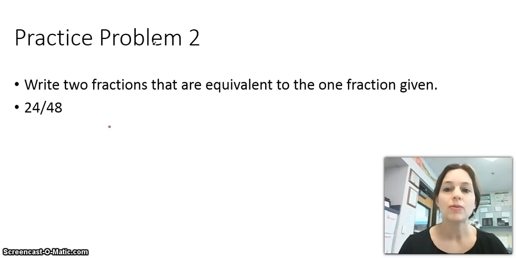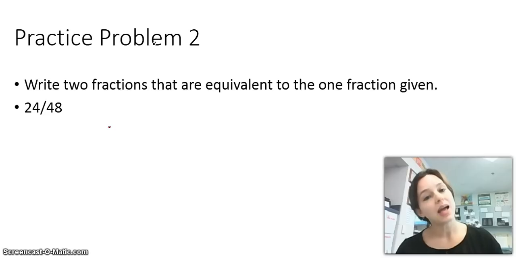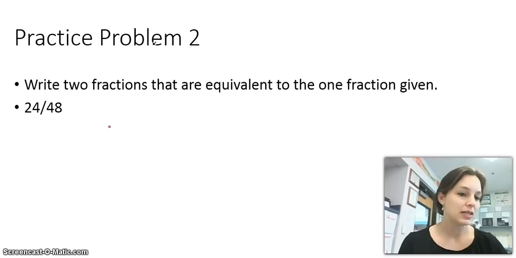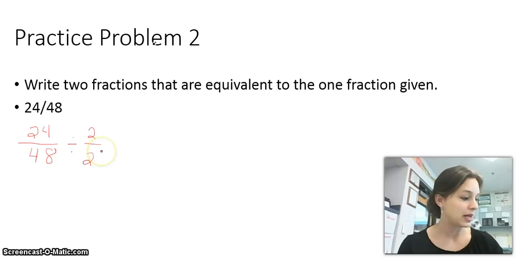Write 2 fractions that are equivalent to the one fraction given. Here I have 24/48. Now I could multiply 24/48 by the same top and bottom numbers, but I could also divide. Since we multiplied in the last problem, let's divide in this problem. So I have 24/48, and I could divide that by 2 halves. Remember, I have to keep my top number and my bottom number the same when I'm making equivalent fractions for multiplying or dividing it.